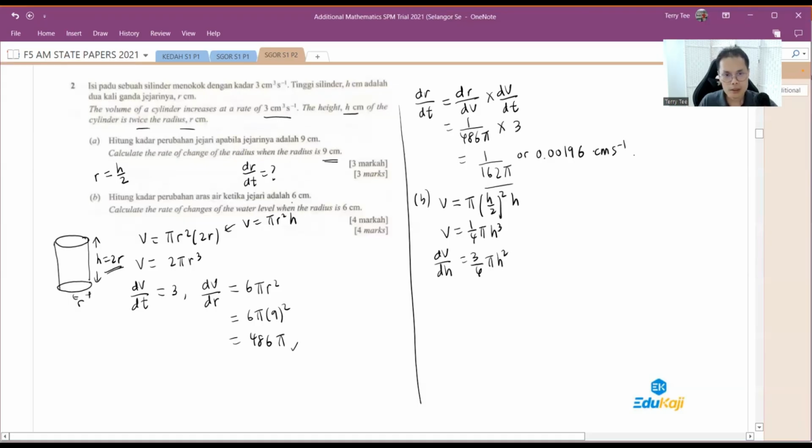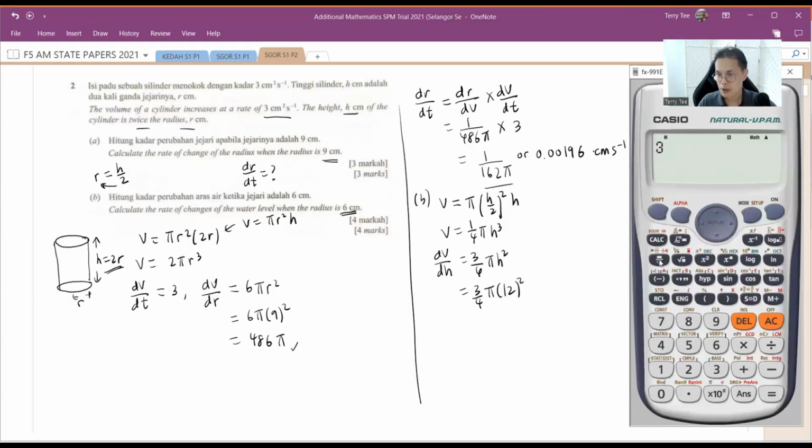Now, we know that we're finding the rate when R is 6, and the height is twice the radius. So I have to substitute my height with 12. If your R is 6, your height is 12. You square it. So this is 3 over 4 times 12 squared.